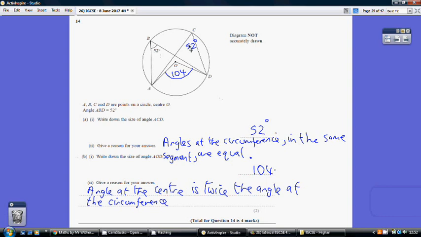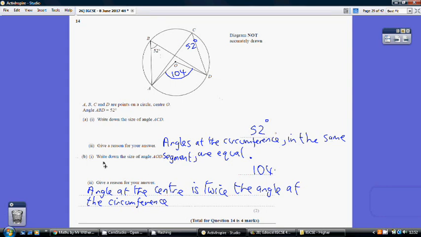So the answer is 52 degrees, and for the reason it's angles at the circumference in the same segment are equal, or angles at the circumference are equal in the same segment. You must include the fact that they have to be in the same segment.